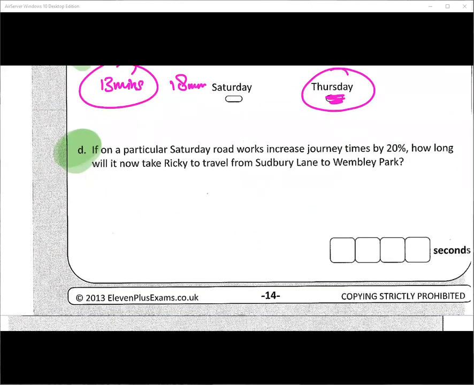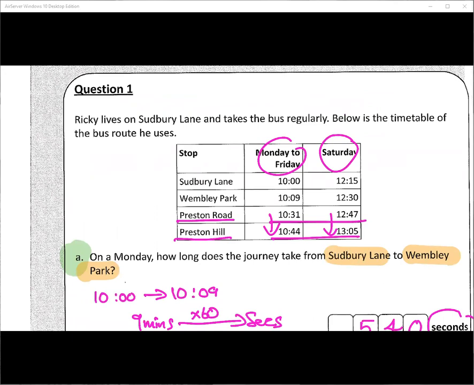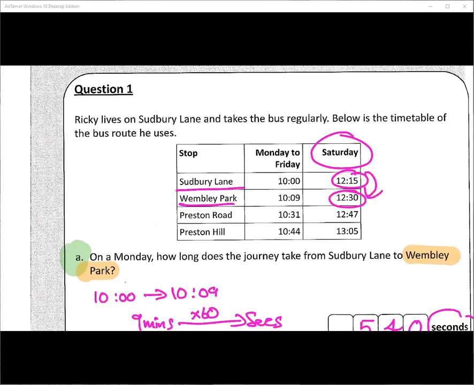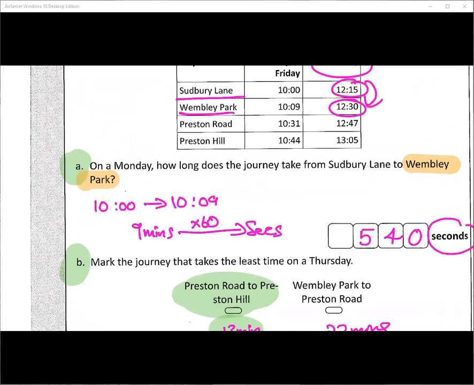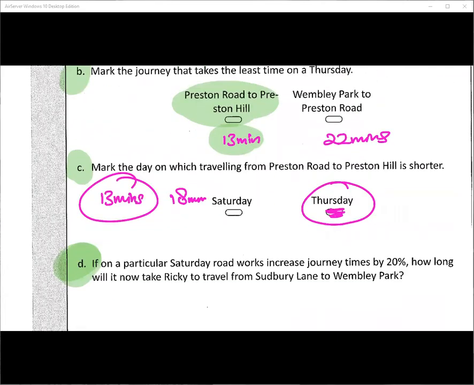If on a particular Saturday, roadworks increase the journey times by 20%, how long will it take Vicky to travel from Sudbury Lane to Wembley Park? Which day is it traveling on? On a Saturday. Sudbury to which park? Wembley Park. From 12:15 to 12:30, how much time is it? 15. And what you've got to add to that? 20%.